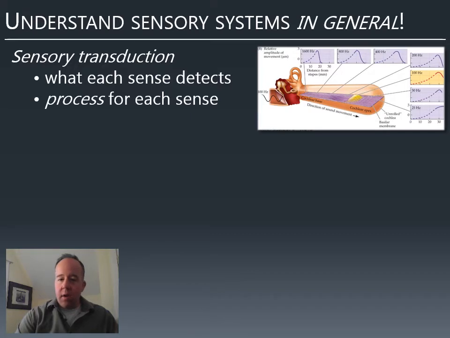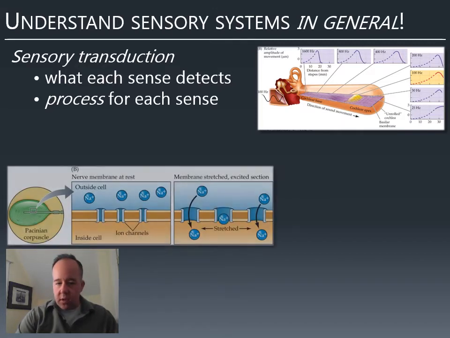And again, cause and effect relationships, what that process is for each of the senses. How do we get from, so this is a diagram from your book about processing sound, how do we get from sound waves to neural impulses? For the visual system, how do we get from photons to neural signals? So be able to explain those steps for each of the senses.